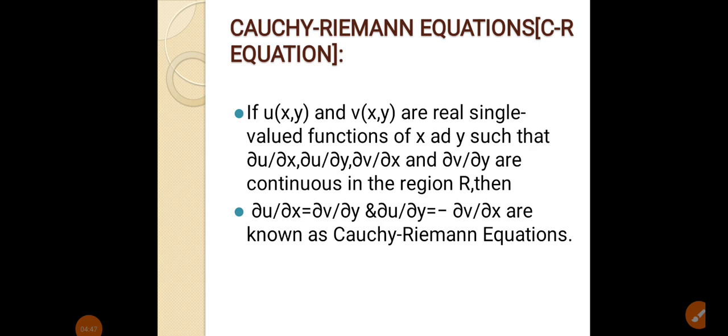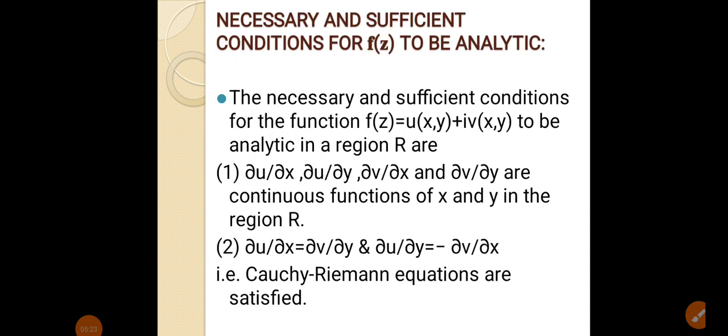So what are the CR equations? Del u by del x is equal to del v by del y and del u by del y is equal to minus del v by del x. They are known as CR equations. They are necessary and sufficient conditions to prove a function analytic, but the first order partial derivatives of u and v must be continuous in the given region R. Next, the necessary and sufficient conditions.